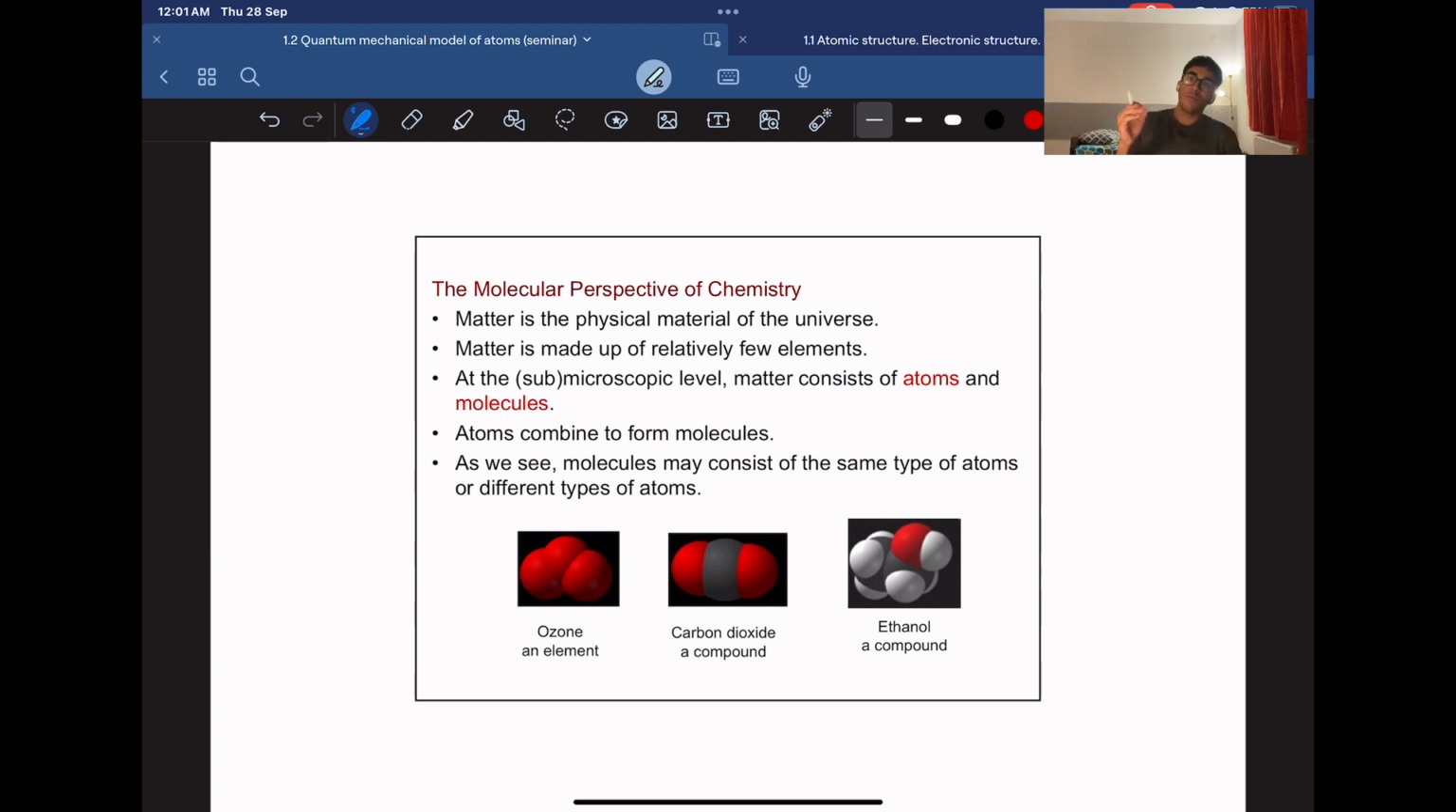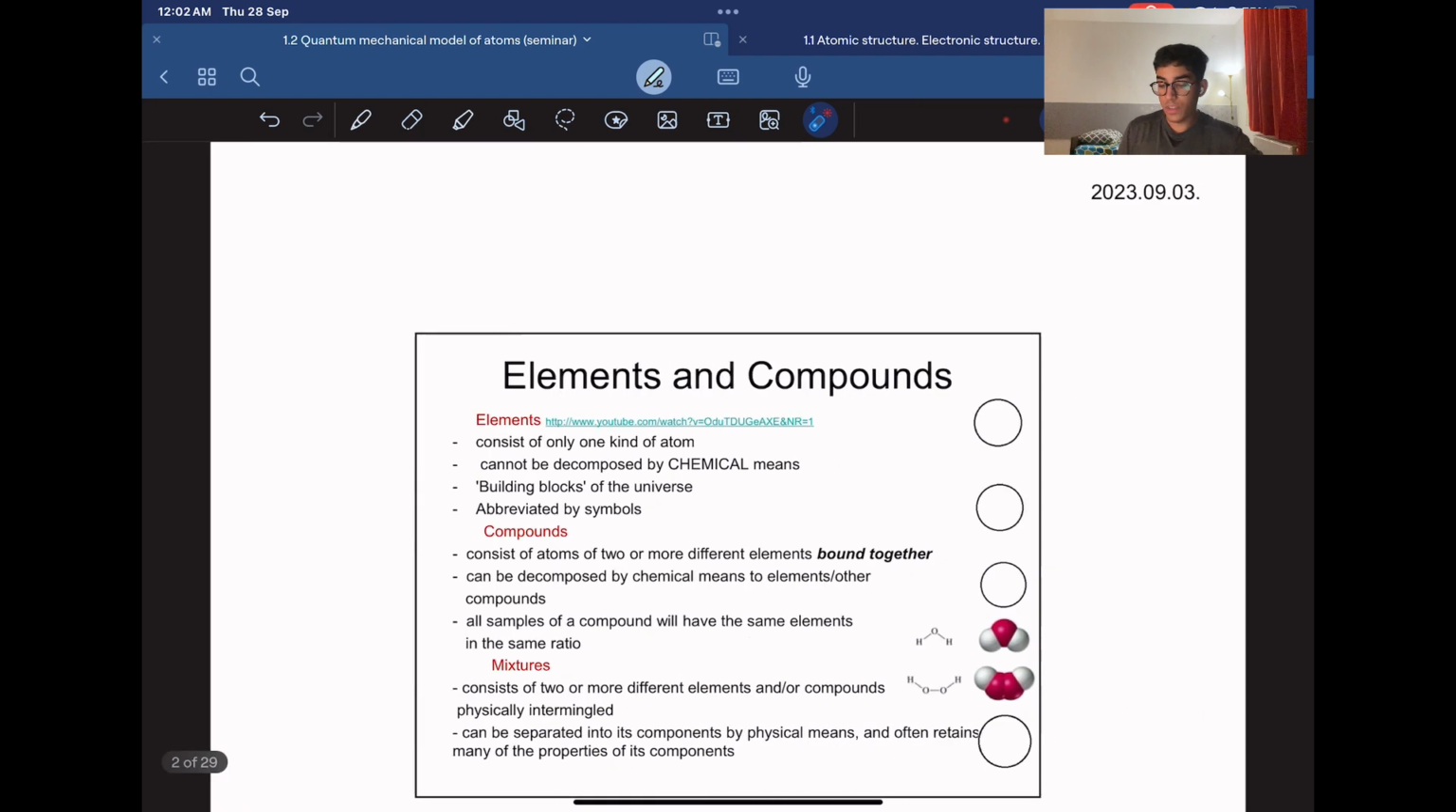Atoms combine to form molecules. Atoms are the fundamental unit, okay, and then they combine to form everything around us. Then, as you see, molecules may consist of the same type of atoms or different kinds of atoms. Here you can see this is the ozone, so that's O3. You can see they consist of the same element or the same atom, you can say. Over here, carbon dioxide, that's a C, and then O2 over here, all that.